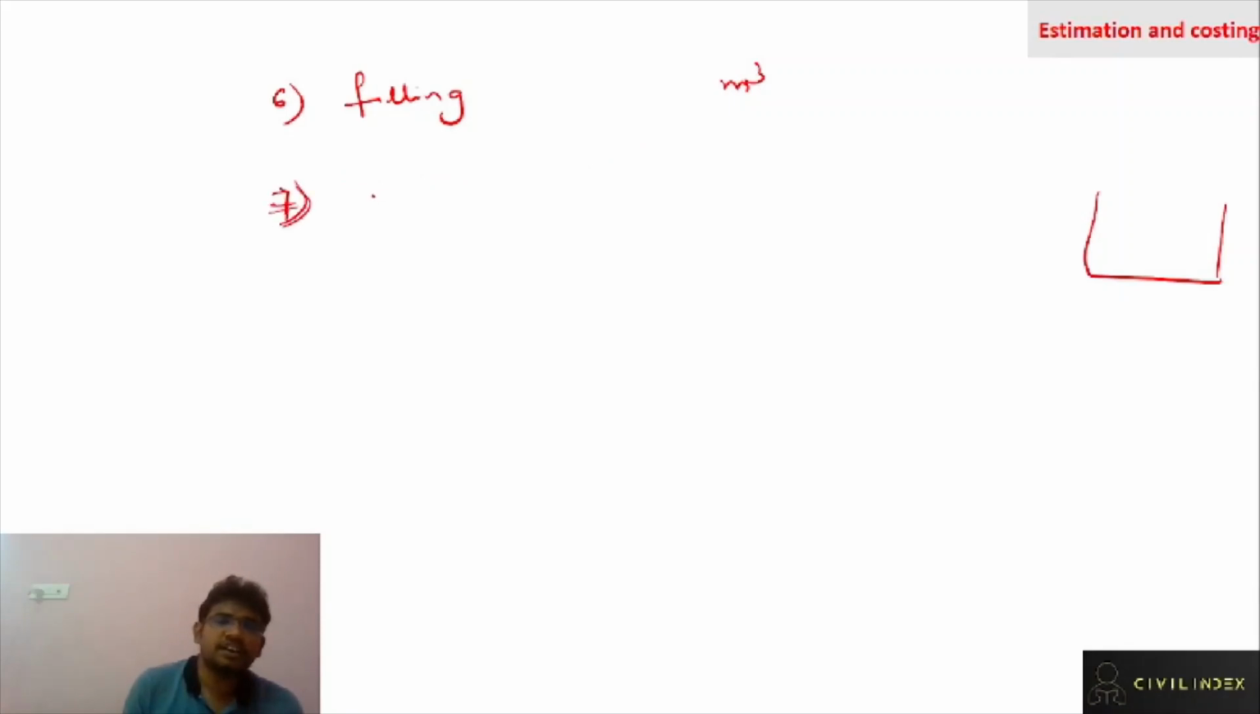Next one is brick masonry. For brick masonry, what is the unit of measurement? That is nothing but the cubic meter. Very good. For brick masonry, it is the cubic meter.